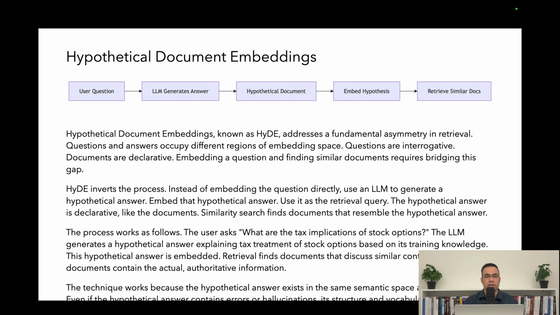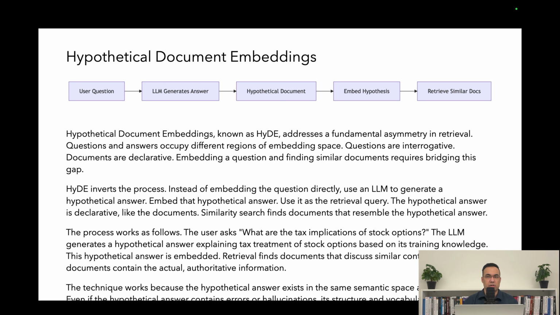Let's talk about hypothetical document embeddings, commonly known as HyDE. HyDE addresses a fundamental asymmetry in retrieval. Questions and answers occupy different regions of embedding space. Questions are interrogative, and documents are declarative. Embedding a question and finding similar documents requires bridging the semantic gap.